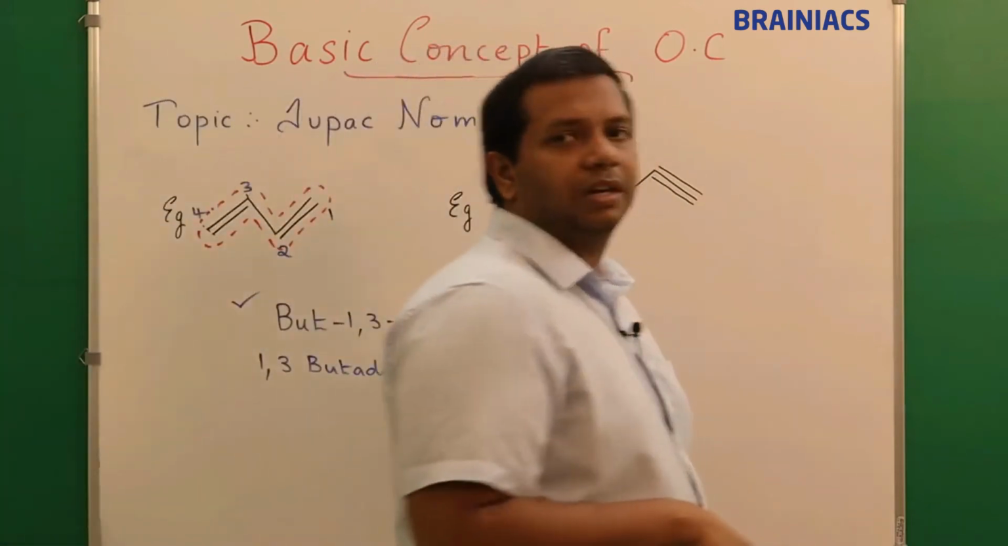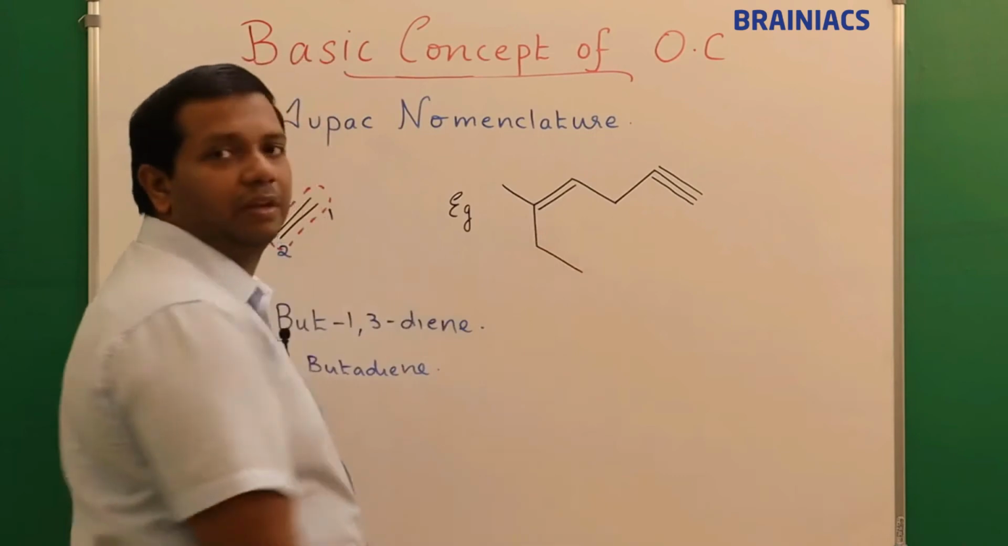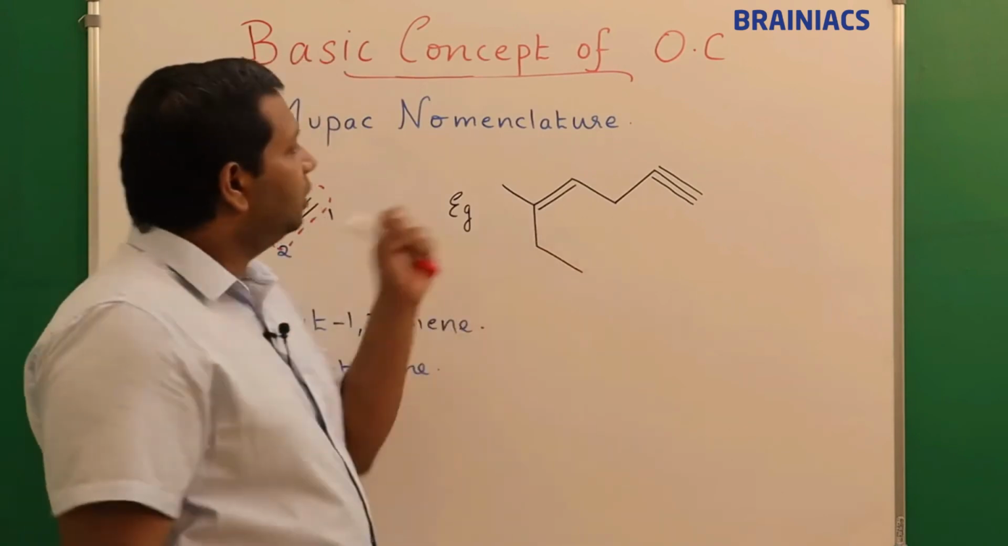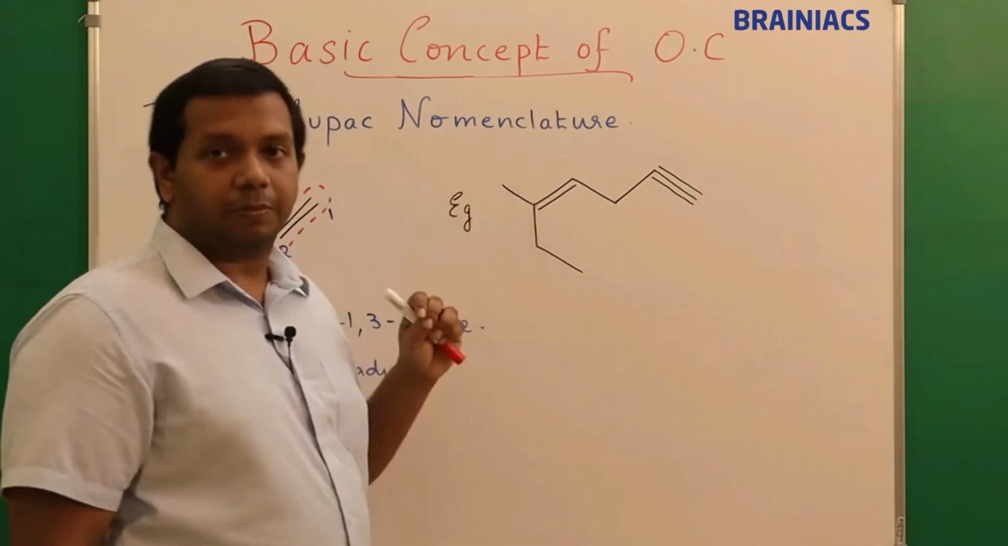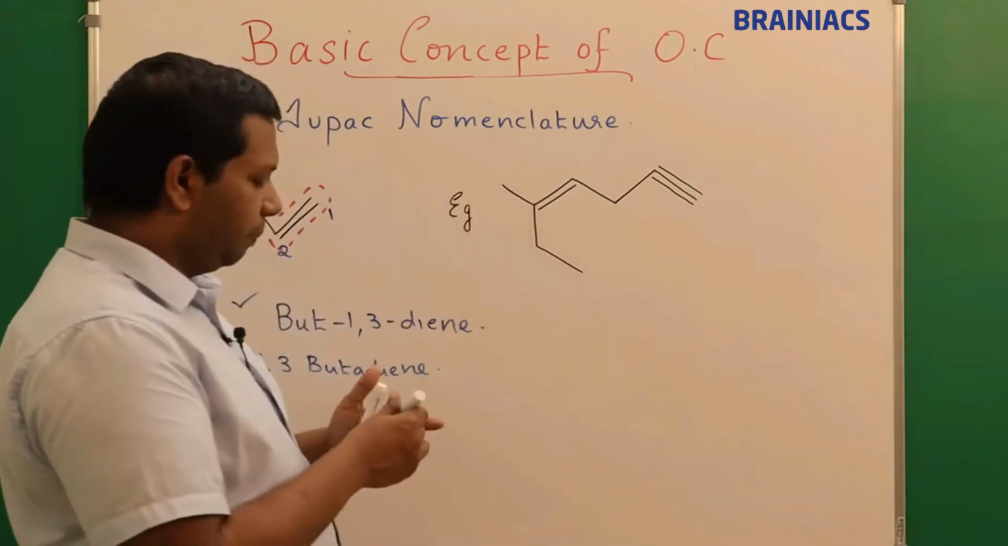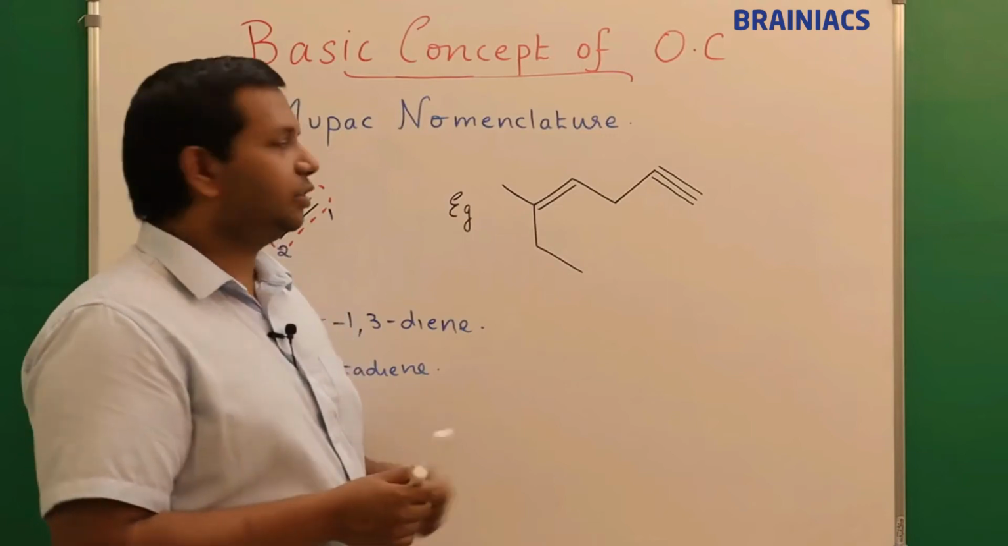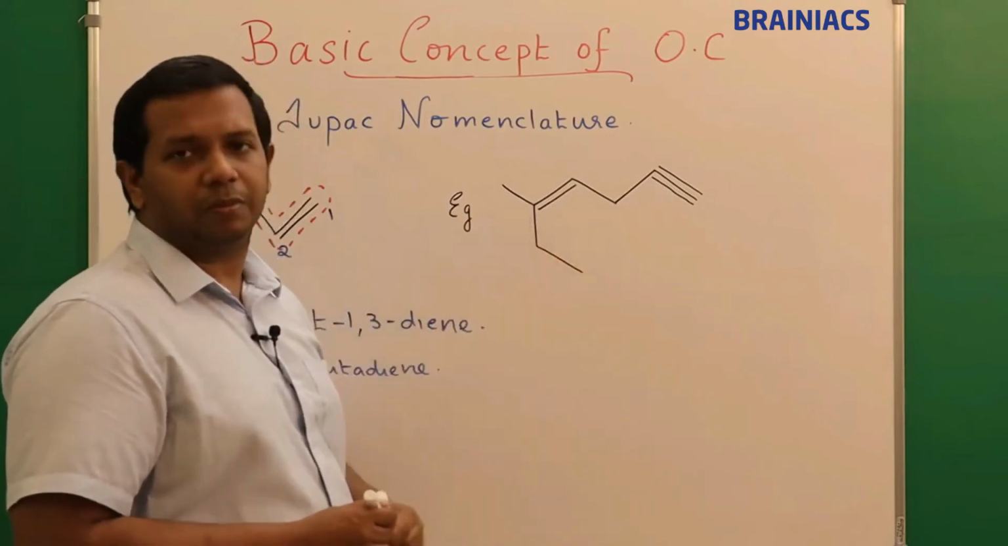So for the next example, you could see here, this is a good example. Now here if you see, again there is no functional group present. Multiple bonds are present, of course. So we should choose the parent carbon chain in such a way that it has the maximum number of double bonds and triple bonds.